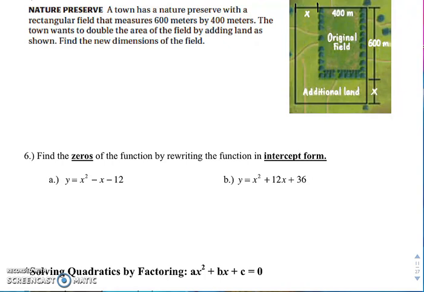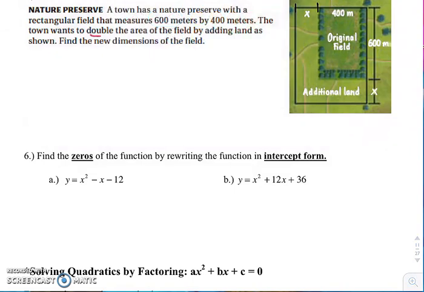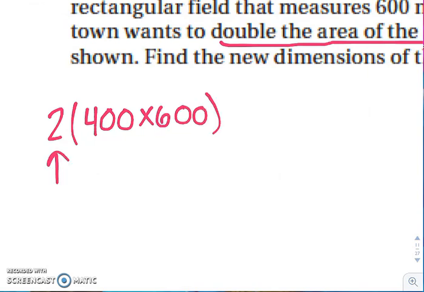You know that to find the area, you take length times width. In this particular problem, we are going to double the area of the field. We're trying to figure out what dimensions we need to be able to do that. But if the current area is 400 by 600, if we're doubling it, all we're going to do is multiply the current area by 2. So whatever 400 times 600 is, that's the current area. Now doubled will be this new area of land.